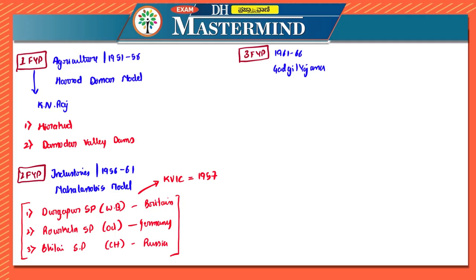During this third 5-year plan, there were 3 important things which had happened. First one was the Indo-China War in 1962. Then there was the Indo-Pak War from 1965-66, and there was also the Green Revolution. So these were some of the important points with respect to the third 5-year plan, which is usually asked in examinations.